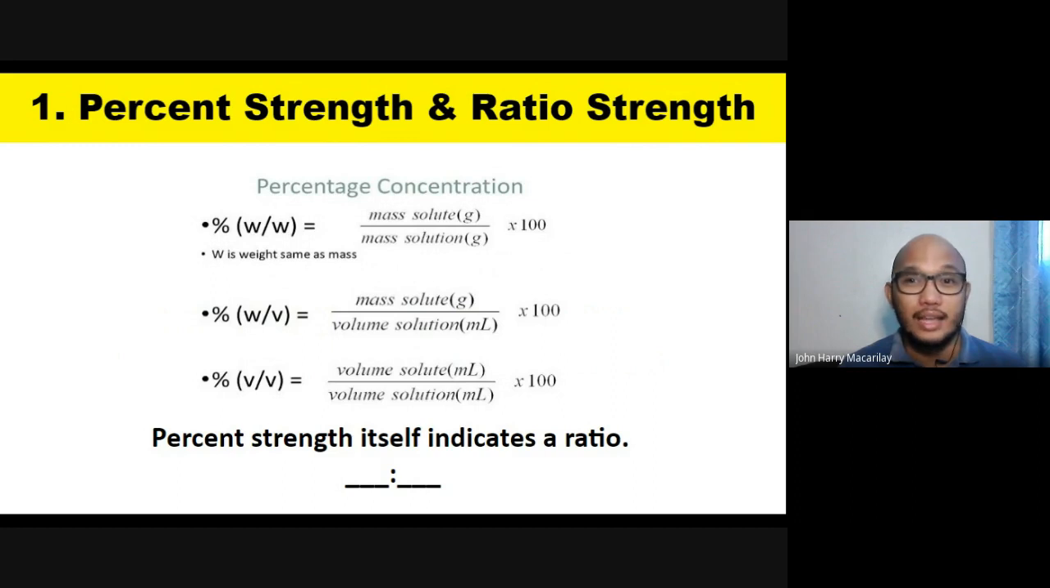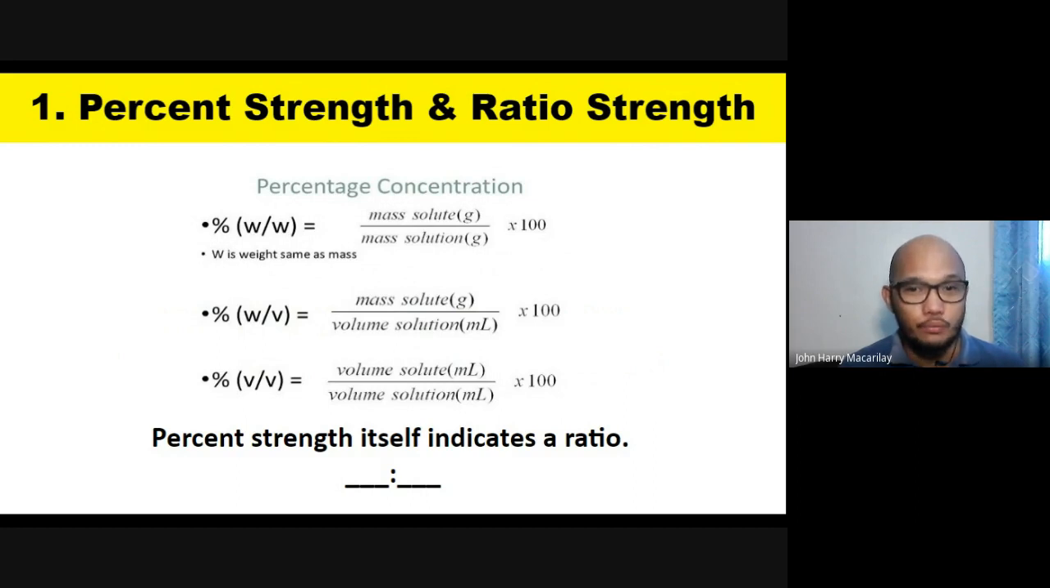You have the percent strength and ratio strength. For this one, these are the following formulas that we can make use of: percentage weight by weight, percentage weight by volume, and percentage volume by volume. Please remember the following units when you are computing using these different formulas. For weight by weight, you can make use of mass of solute divided by mass of solution times 100. You have to make sure that your units are similar, so for example, grams for your mass of solute and the mass of solution should also be in grams.